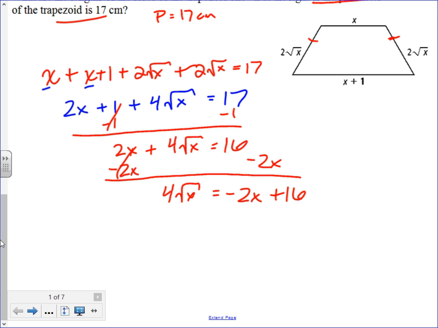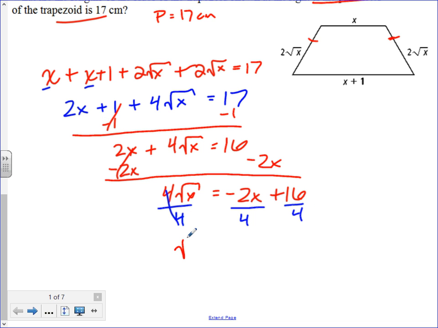Are we ready to square both sides yet? We still have to divide by 4. And if I divide one thing by 4, I have to divide everything by 4. So that's a common mistake there. Make sure you divide everything by 4.